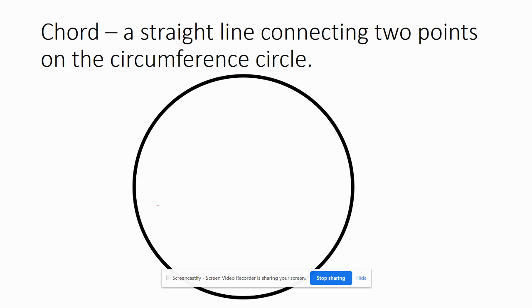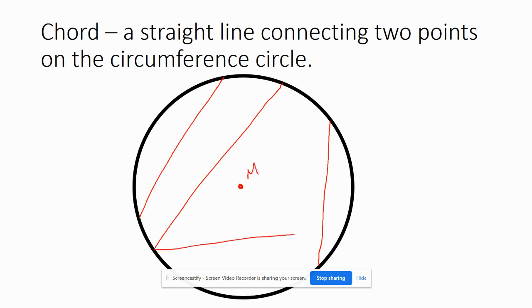A chord is what we've been using in the last two examples. This is a chord. This is a chord. This is a chord. Let's say this is our point right here, that's the center, point M. This will be a chord. Anything that touches one part of the circumference to the other part is a chord, as long as it doesn't go through the center. If it goes through the center, obviously it's a diameter. And you can have a really small one, something like this. That's a chord as well. Do not get diameter, chord, and radius confused.